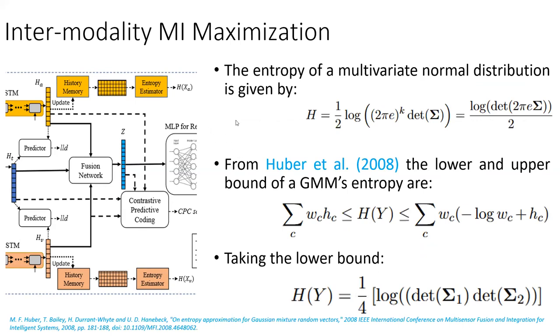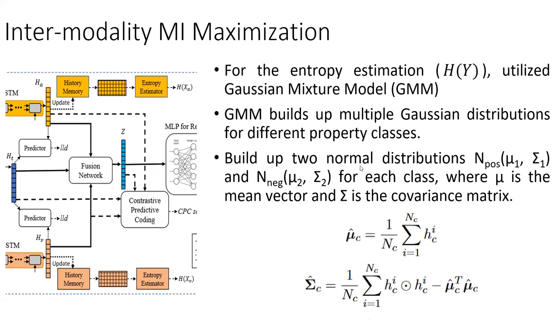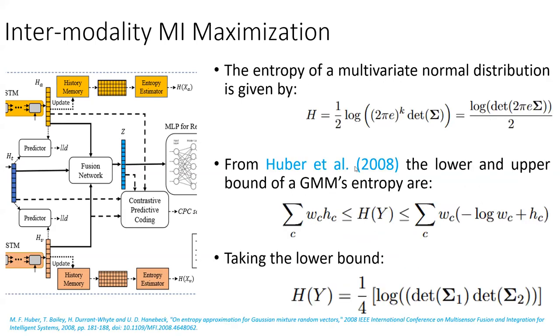For the entropy of a multivariate normal distribution, it is given by this equation, where d is the dimensionality and det is the determinant of the covariance matrix. Based on the assumption in the previous section that there are two normal distributions, and that these two sub-distributions are disjoint, then from this reference paper, the lower and upper bounds of the GMM entropy can be defined by these expressions. And since we are maximizing the MI lower bound, by taking the lower bound, the entropy is calculated by these equations.